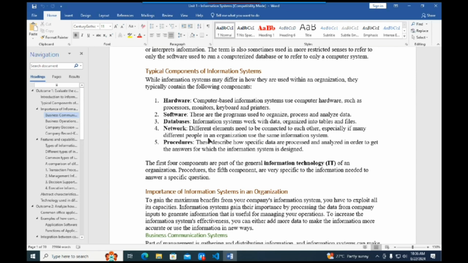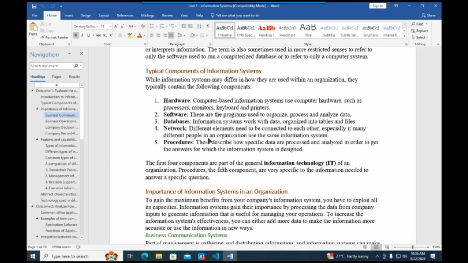So all those departments are using the same information system. So their devices need to be connected. All those devices need to be connected. And for us to be able to do that, then the network comes in. It helps us to connect all these different people in that organization to enable them use the same information system.